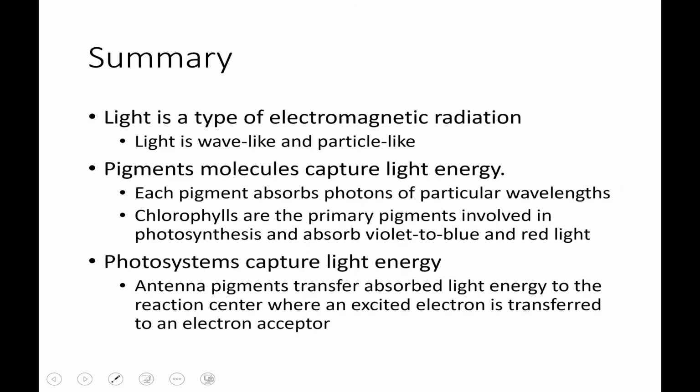To summarize, light is a type of electromagnetic radiation, and light can behave in a wave-like and particle-like manner. Pigment molecules are responsible for capturing energy. Each pigment absorbs photons of particular wavelengths, and the chlorophylls are the primary pigments involved in photosynthesis. You find these pigments in photosystems. They're composed of accessory proteins and antenna pigments whose role is to transfer absorbed light energy to the reaction center, where an excited electron is transferred to an electron acceptor.